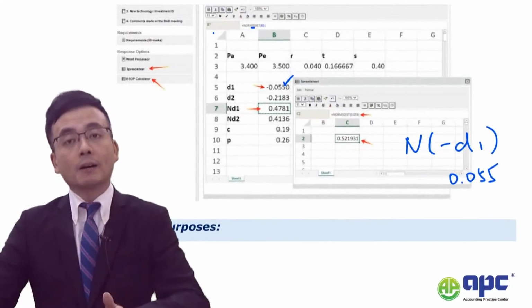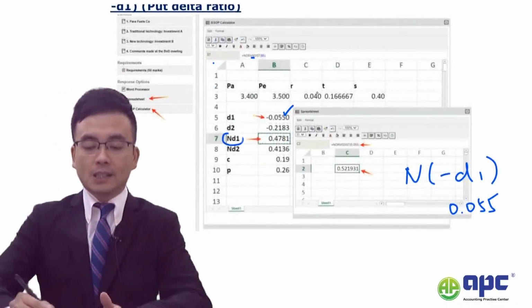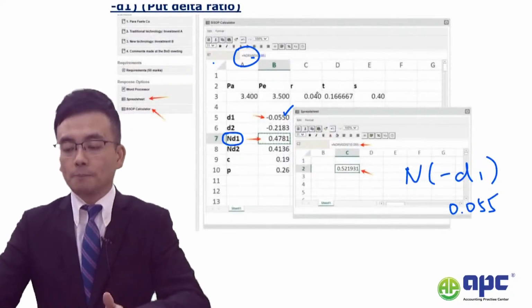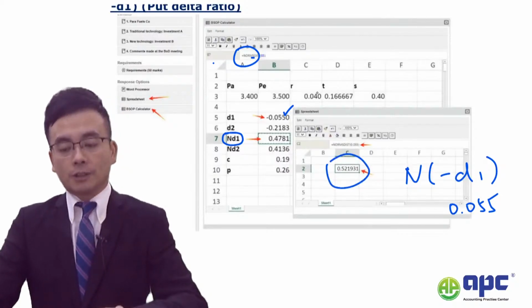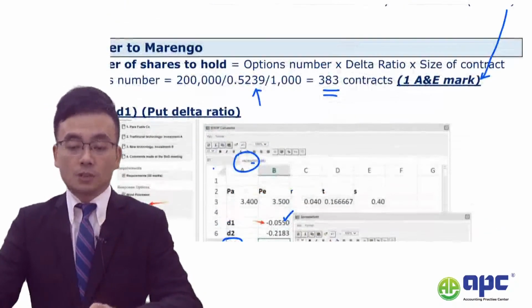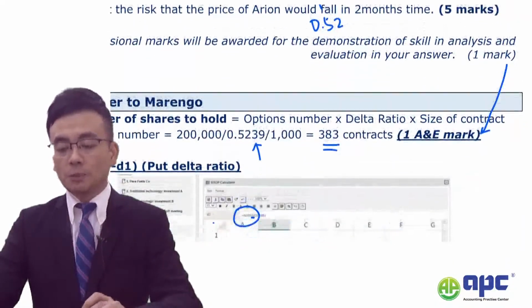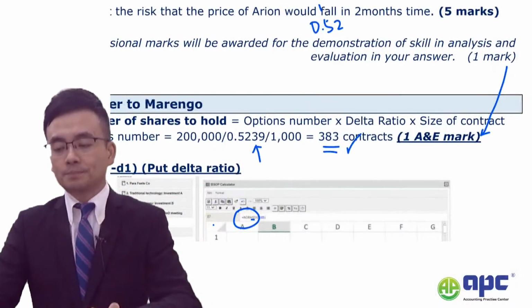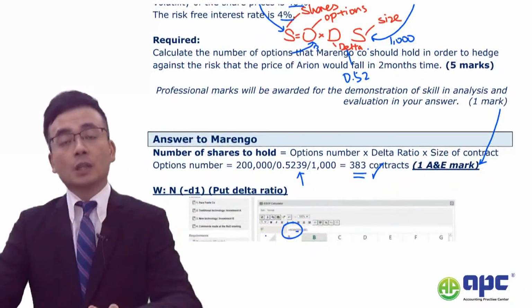And we copy that formula, which means in the Excel, in the exam, you can see that it's the NORM.DIST. So copy that and slot that there so you can see the delta ratio 0.52. So slot that back 0.52, you can work out the number of option contracts to be 838 contracts there. If you do the numbers right, you can also earn one analysis evaluation mark.